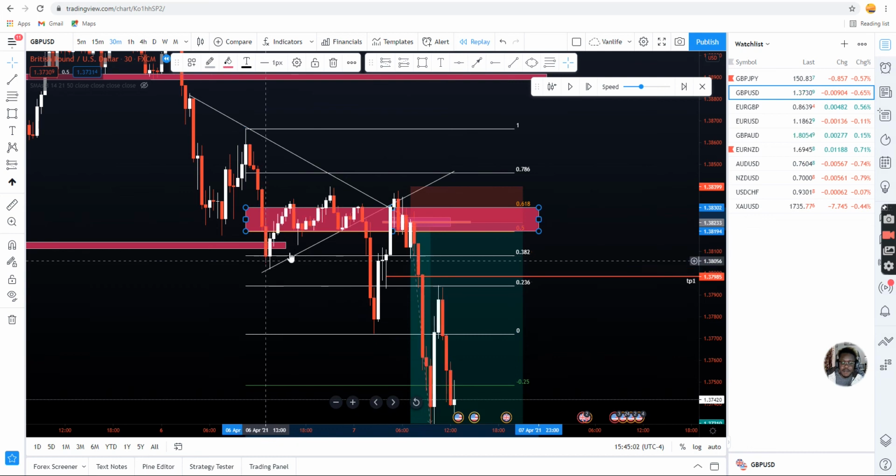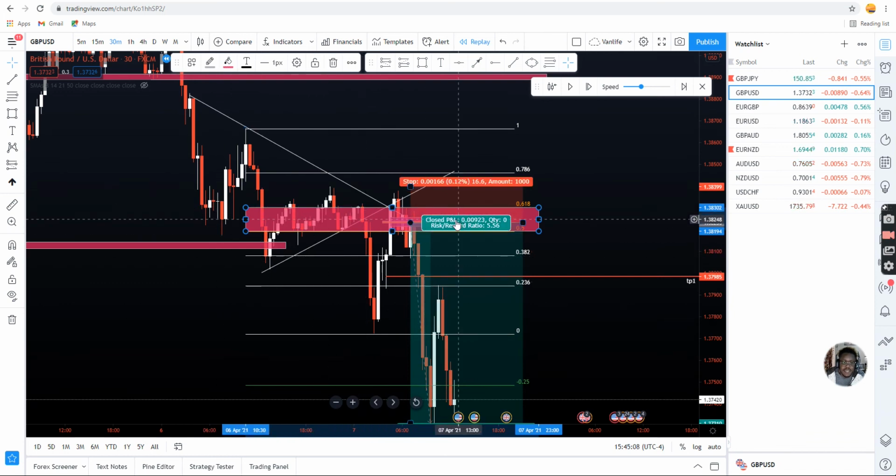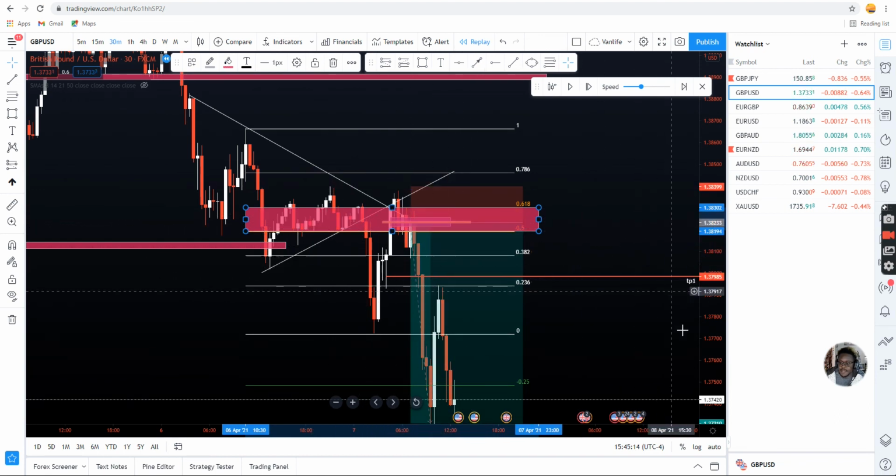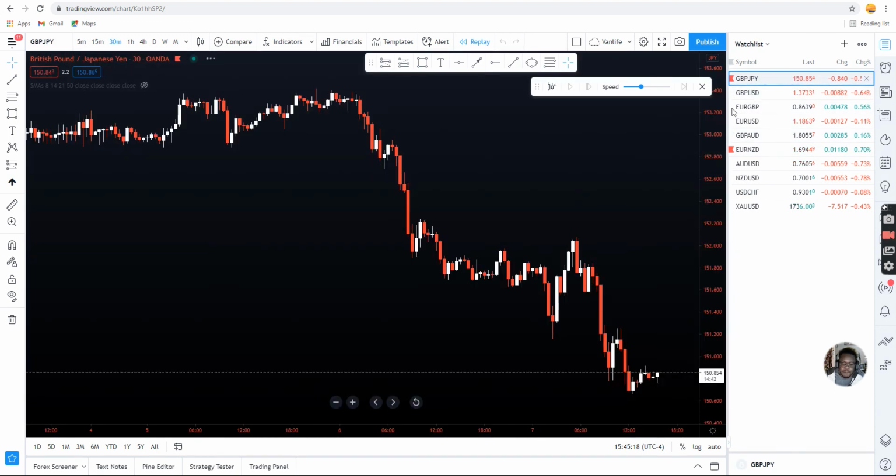We have basically four confluences here: downtrend, break and retest of the trend line, pullback in the golden zone, and we also have another trend line right here that price respected. So that's the reason behind that trade.